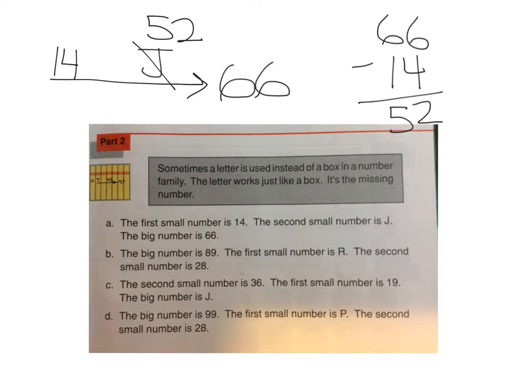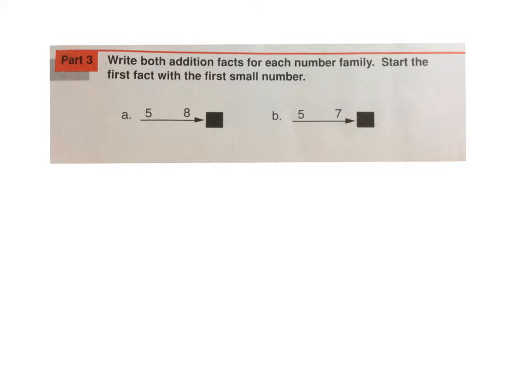So when you're doing the rest of them, B, C, and D, read it, set up your number family just like this, decide whether you need to add or subtract, solve the problem, and then take your answer and put it right above the letter. So go ahead and pause the video here and solve all of the problems in part 2, and once you've finished, come back for part 3.